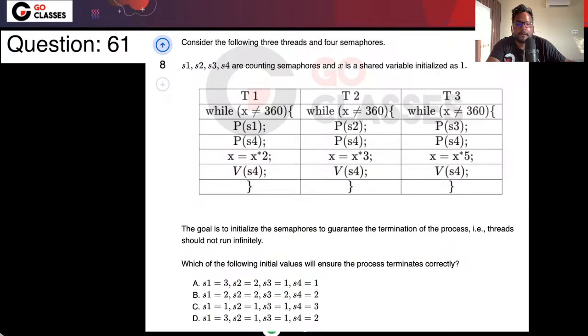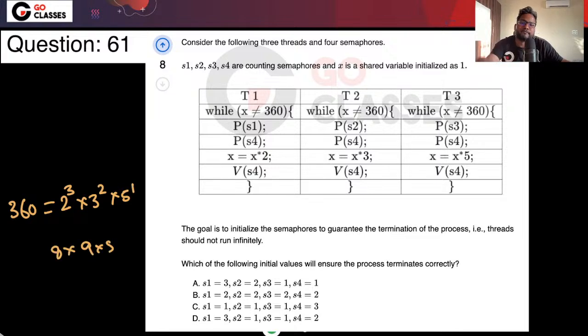Okay. So in this question, basically, you just need to observe that if you factor out this 360, which is 2 power 3 into 3 power 2 into 5 power 1, right? Which is basically 8 into 9 into 5. Okay. If you do 8 into 9 into 5, can you quickly check? Is this coming out to be like this? Yes, right? So basically, you just need to factor out this 360.